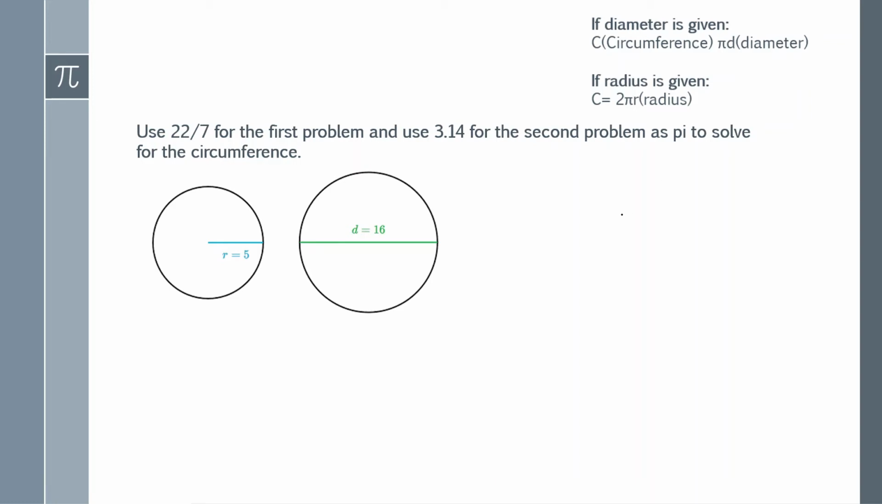Okay, hopefully you guys paused the video and solved, because I'll be going over the questions now. So use 22/7 for the first problem and use 3.14 for the second problem as pi to solve for the circumference. The first problem asks us to use 22/7, and we see that the radius is given, and in this case you don't need to find it because it says r over here, so we know it's the radius.